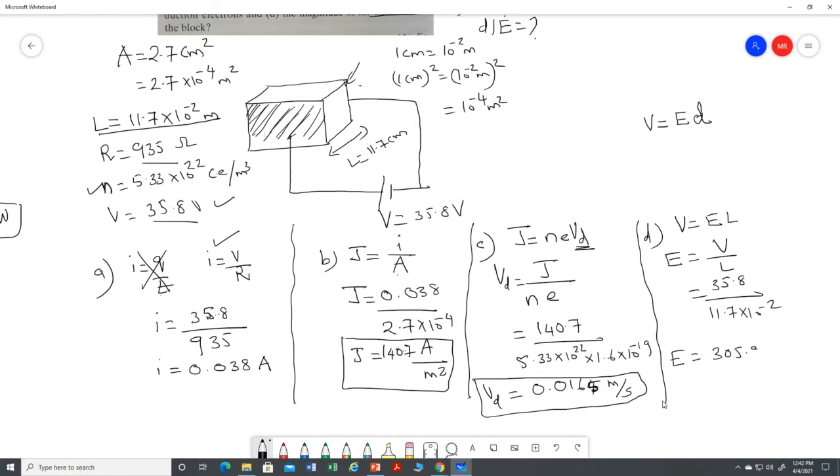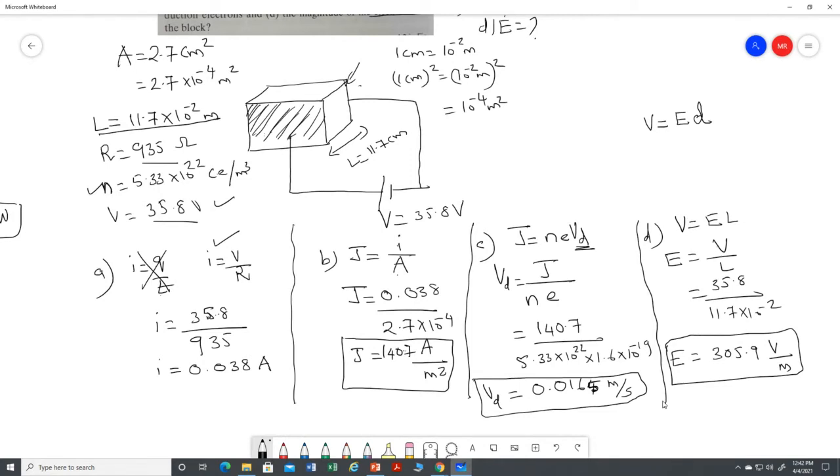305.9. What's the unit? The unit for the potential is V and the unit for the length is meter. Clear? Okay, Doctor, can I write Newton per Coulomb? Yes, that is also correct.